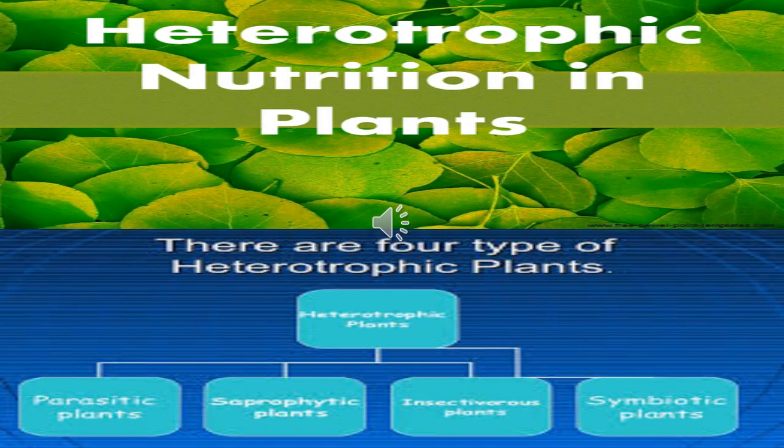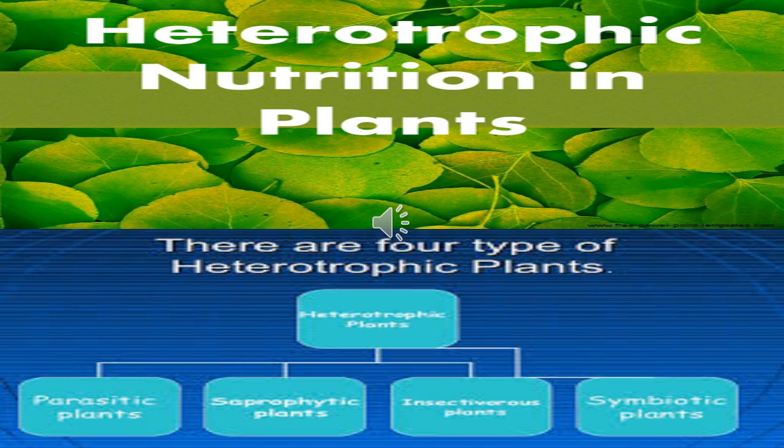So heterotrophic nutrition in plants, that is what we are going to see now. The heterotrophic nutrition is one of the major modes of nutrition in plants. This heterotrophic nutrition is further divided into four main types. The first one is parasitic plants, second is saprophytic, third is insectivorous plants, and the fourth one is symbiotic plants. These are the four main heterotrophic modes of nutrition in plants.